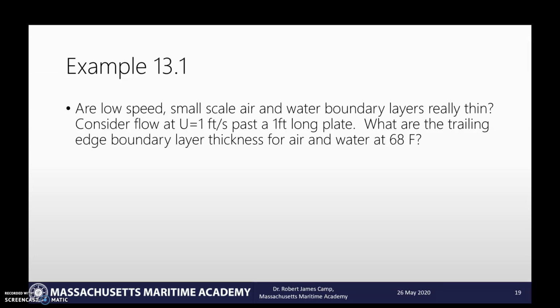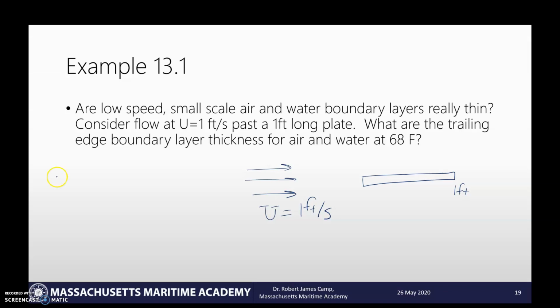So a little bit more terminology. Leading edge would be the front end, trailing edge would be the back edge. So what we have is a 1 foot long plate, and this is capital U. What is that telling us? That's telling us the free stream velocity is 1 foot per second. So we want to know the trailing edge boundary layer thicknesses for both air and water at 68 degrees.